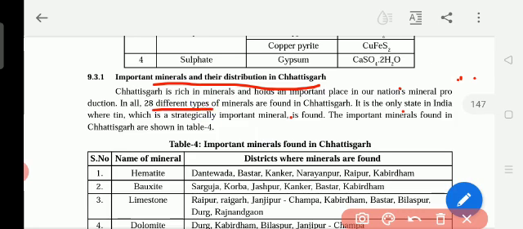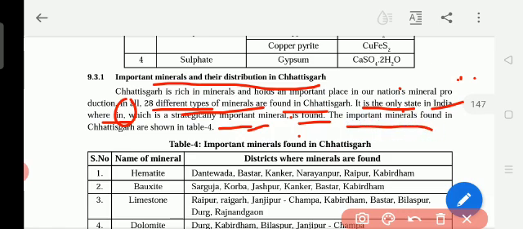28 different types of minerals are found in Chhattisgarh. It is the only state in India where tin is found. Tin means what? Lead. In India we have 29 states, and among the 29 states only Chhattisgarh has the tin material. So it is a very important mineral. The important minerals found in Chhattisgarh are shown in table 4.